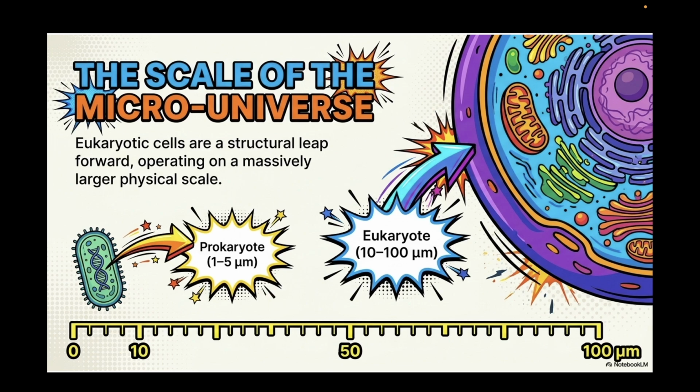These cells also differ in their size. Eukaryotic cells are larger when compared to prokaryotic cells, where prokaryotic cells are only 1 to 5 micrometers and eukaryotic cells on the other hand are 10 to 100 micrometers large.